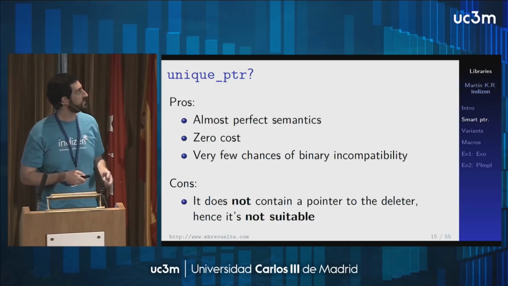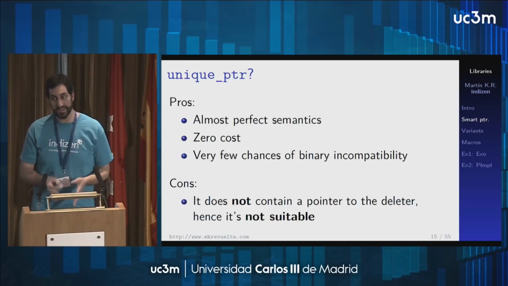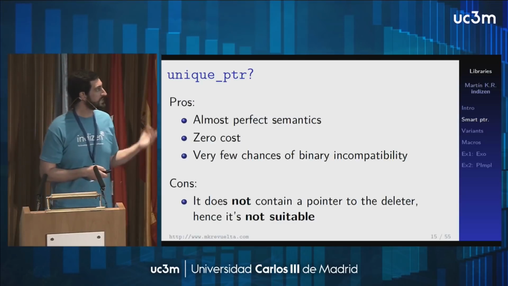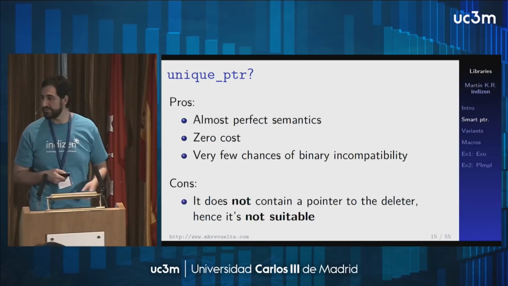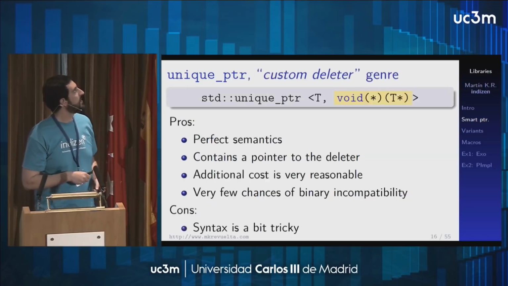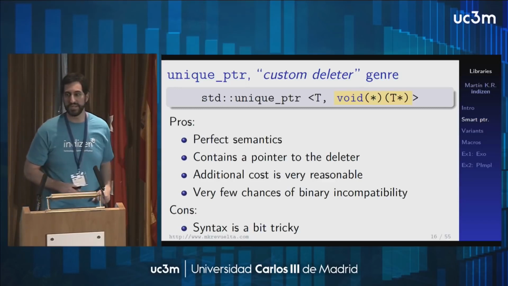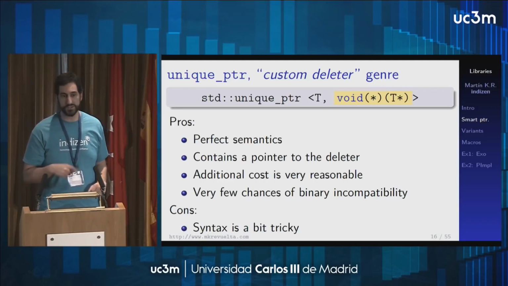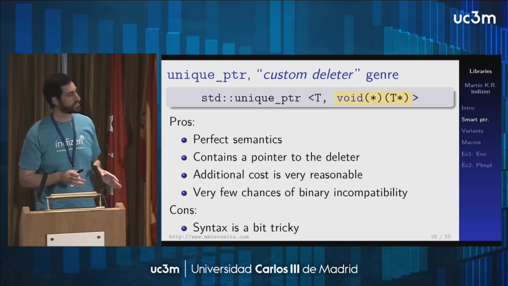And there are very few chances of binary incompatibility because inside it's just a pointer. It's just a structure containing a pointer. The problem is it does not contain a pointer to the deleter, so it doesn't solve every problem. But luckily we have unique pointers with a custom deleter. We can specify with a pointer to function which function should be called to delete the object. So the cost is reasonable.